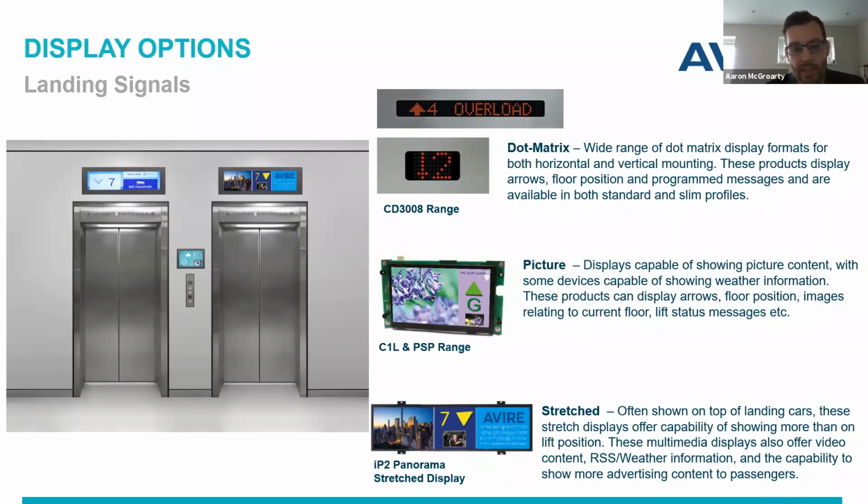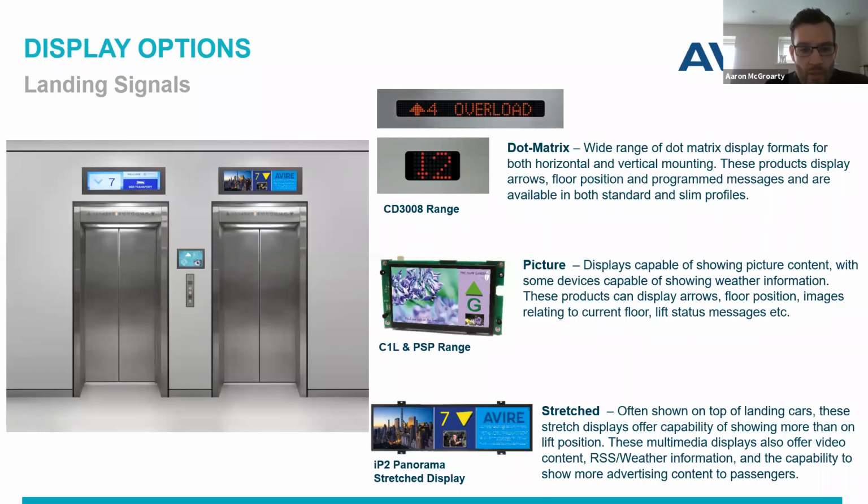So looking at the picture displays, for example, AVIRE has the C1L and PSP range, which basically just shows static images or flipping images if you wanted to show a sequence of images, but also has on there the position indicator and status messages for the elevator. Also, you probably were seeing some sort of high-end buildings, the stretch displays. We call ours the panorama stretch display. These are often shown in landings, but you can also see them inside the lift cars.